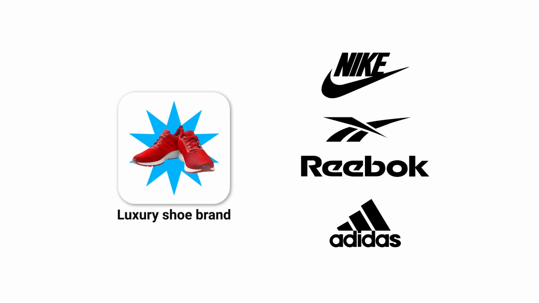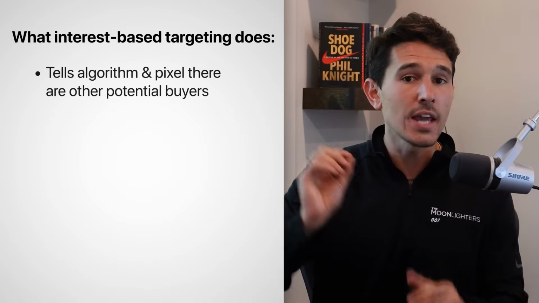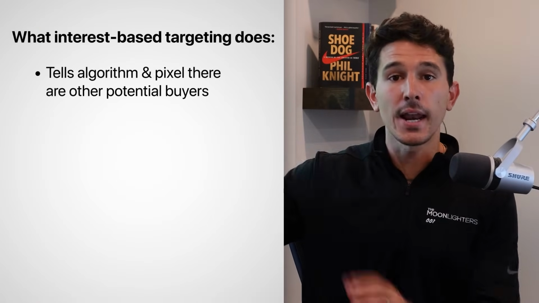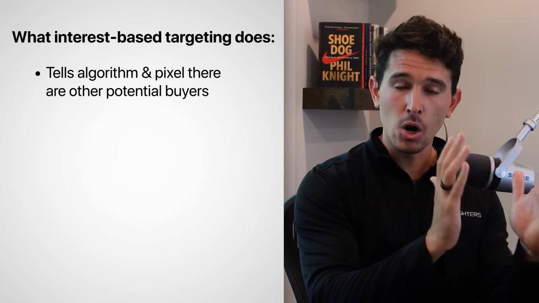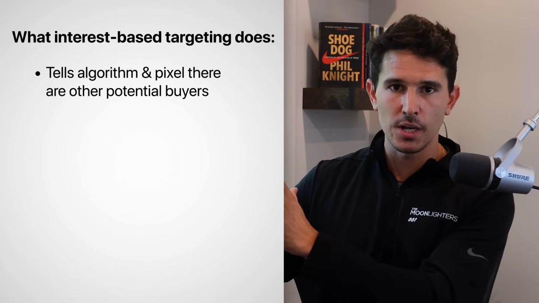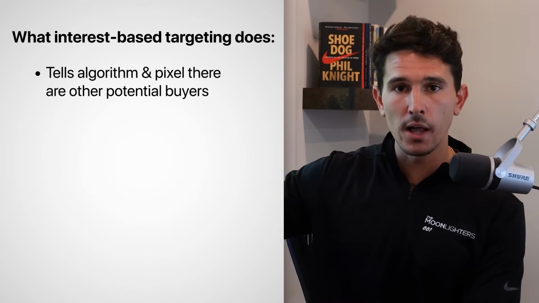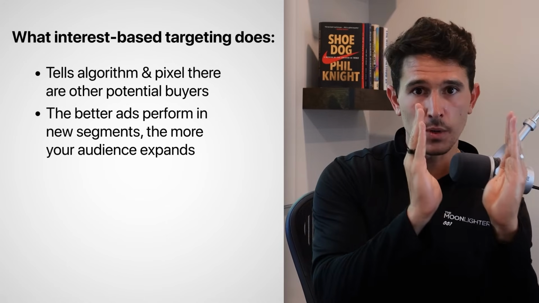Instead of targeting Nike, Reebok, and Adidas, what you want to do is take it one stage away and potentially just target another luxury fashion brand, someone who has similar price points to you, maybe someone that you think is a North Star in a second category. What this is going to do is tell the algorithm and tell your pixel that, hey, there are more people that aren't just in this one little pocket that we're always targeting that actually might buy from us. And if that interest performs well, then the broad audience goes from here to here.